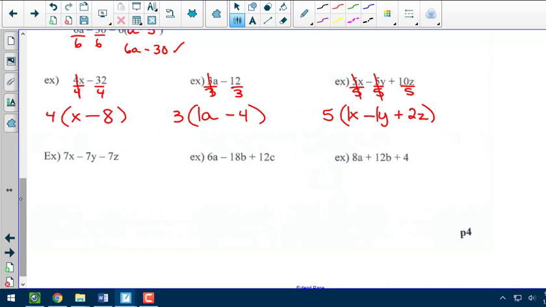Yes, 5 times x, 5x. 5 times negative y, negative 5y. 5 times 2, 10 z's.